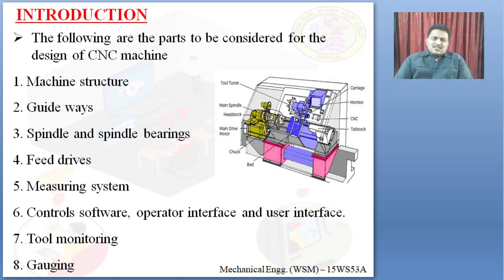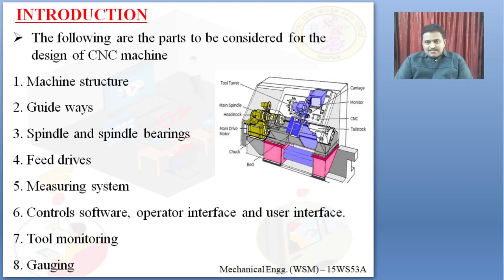Next, the measuring system and feed drives. Feed drives are very important. Cutting speed, feed and depth of cut are important machining parameters in CNC machines. So with feed drives, when you give a very high feed, the drive has to withstand it. The mechanism we use to perform the feed drive should be perfect.